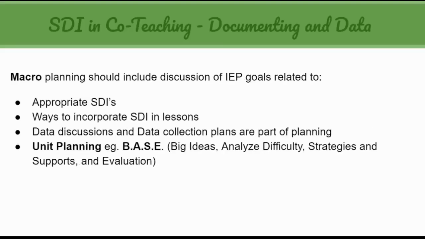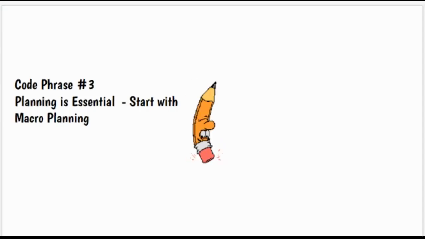So let's go back to macro planning. Macro planning is part of the general education teacher's roles and responsibilities. Special education teachers and general education teachers need to be on the same page. What appropriate SDIs would work for the students that are in the classroom during that unit? So we need to be incorporating them into our lessons, having discussions on how we're collecting the data, and all this needs to be part of the macro planning. Code phrase number 3, planning is essential.